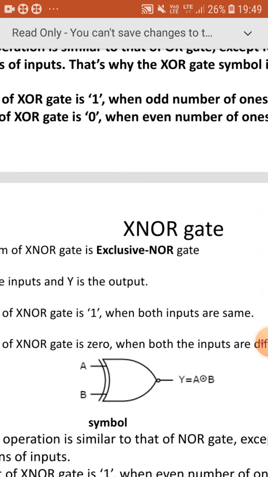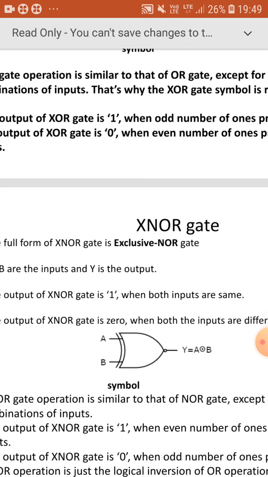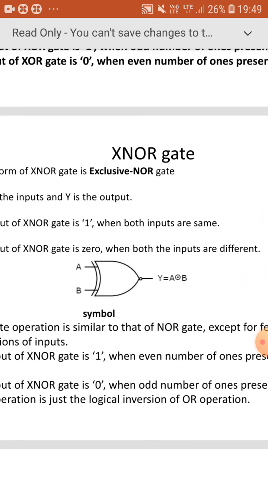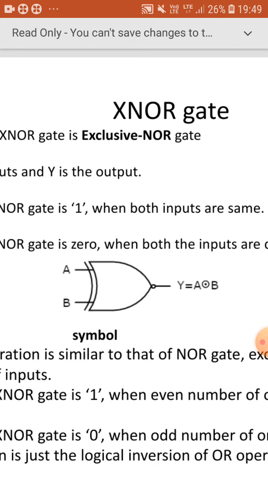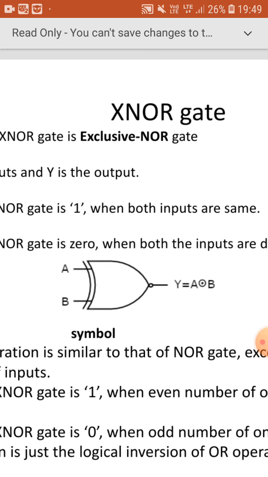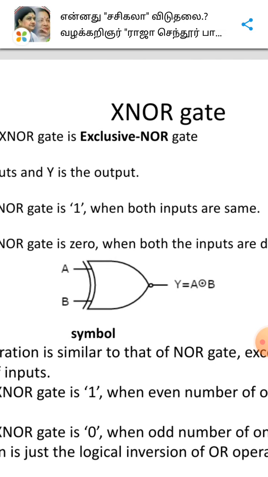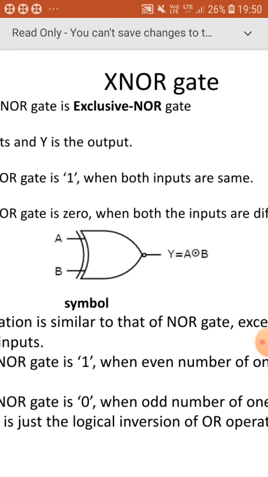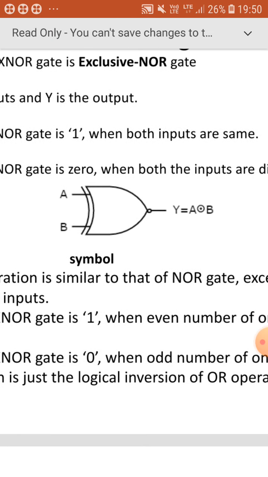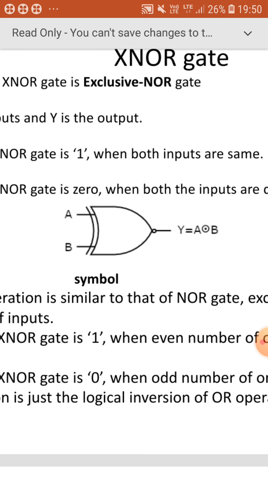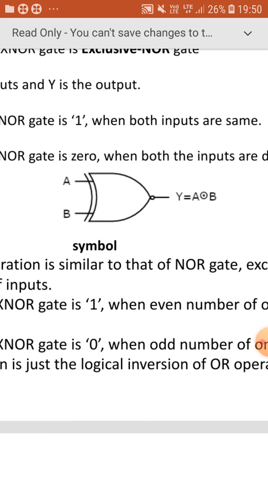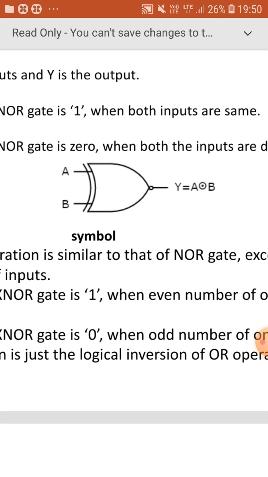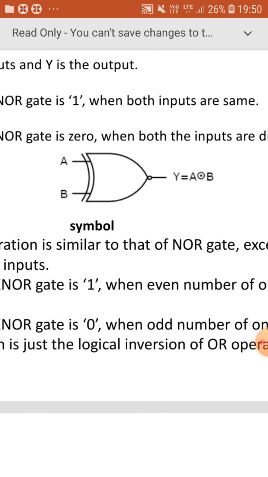Next, XNOR gate. XNOR gate is opposite to the XOR gate. This is the symbol for XNOR gate. XOR gate with bubble at the output. A and B are inputs. Y is equal to A XNOR B. If you take two input XNOR gate, the output will be 1 if both inputs are same. If both inputs are different, then the output will be 0.